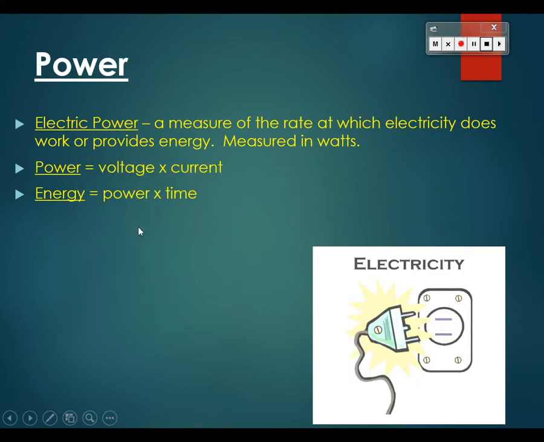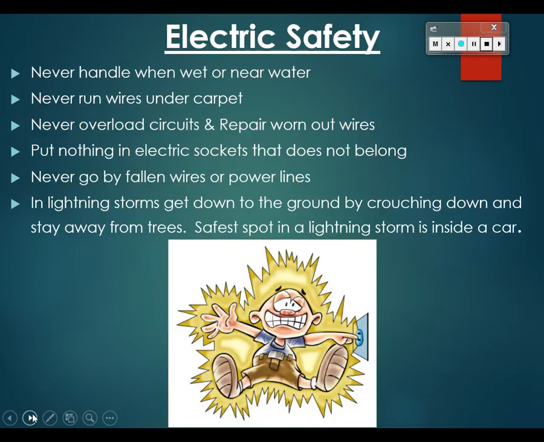Okay, electrical power is a measure of the rate at which electricity does work or provides energy. It is measured in watts. Think of a 100-watt bulb versus a 60-watt bulb. A 100-watt bulb uses more electricity than a 60-watt bulb. We know that because it's brighter. Power is voltage times current, and energy is power times time. Once again, if we need to use those equations for anything, I will provide you the formula.